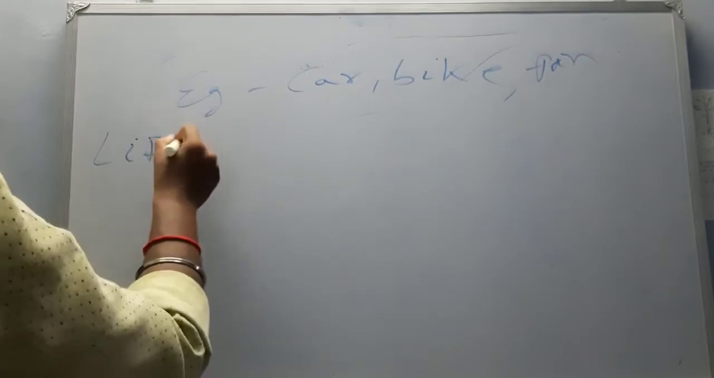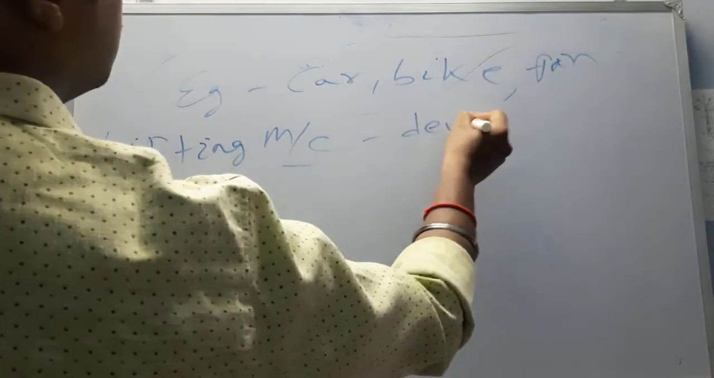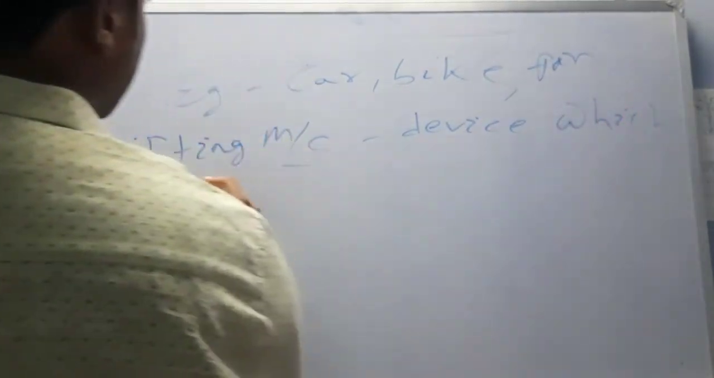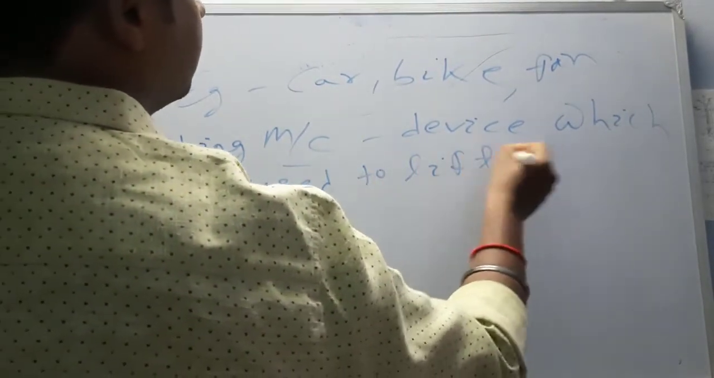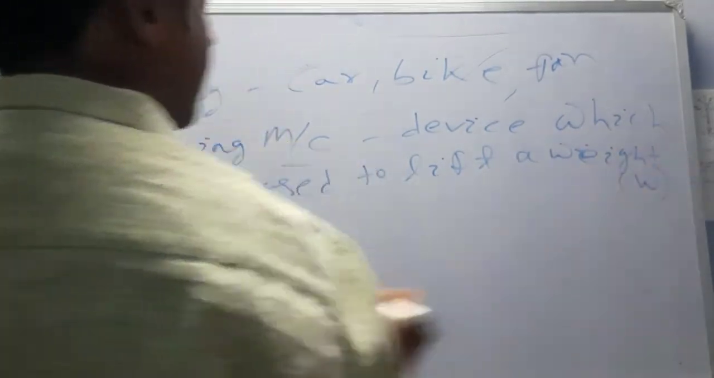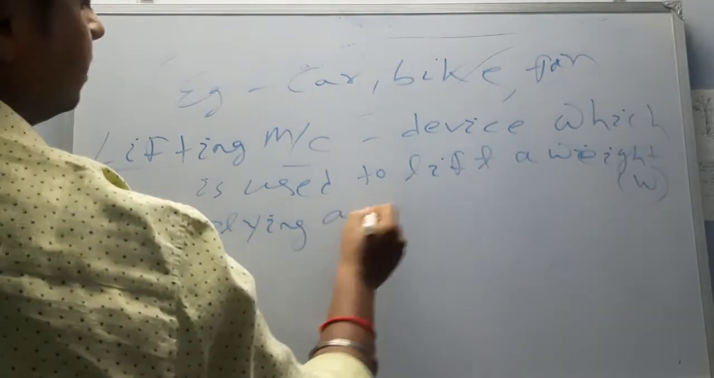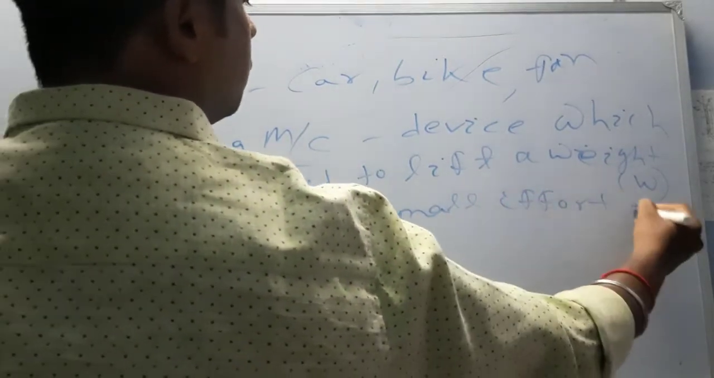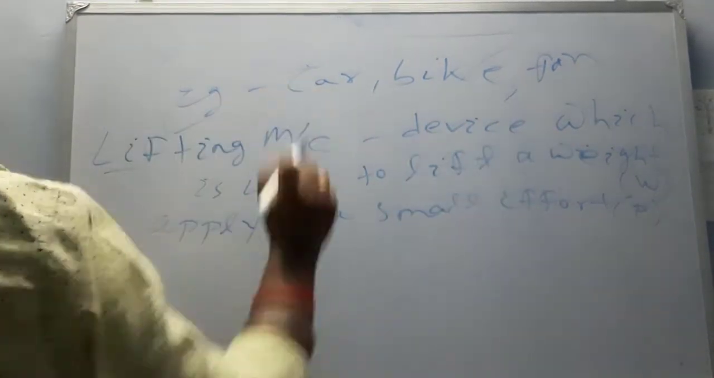Then lifting machine. A lifting machine is a device which is used to lift a weight W with a small effort P. So using the effort P, when we lift a weight W, it is known as a lifting machine.